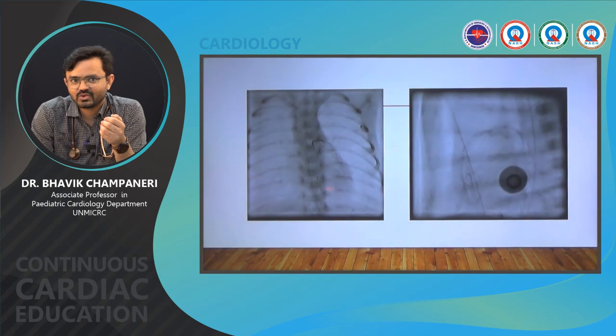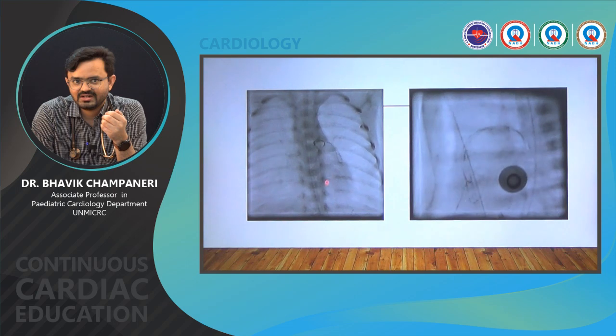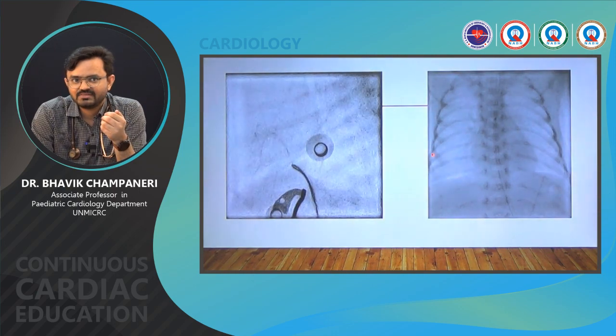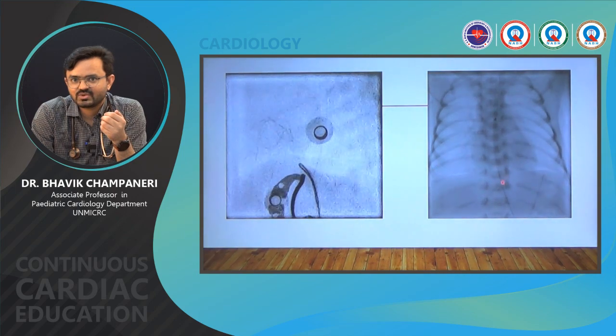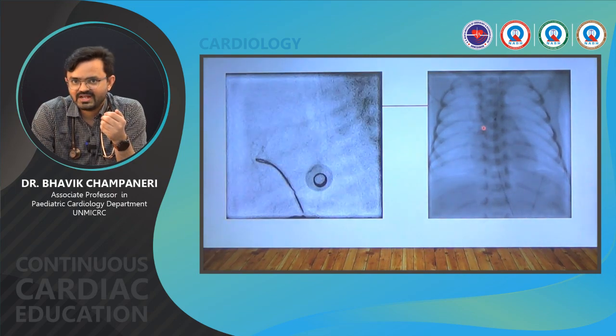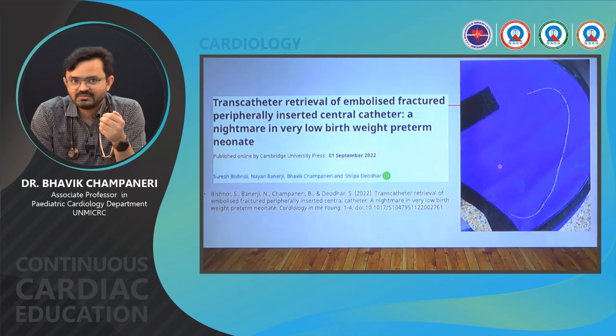So this is a fluoro image. You can see the PICC line migrated and fractured and embolized into heart and protruding into right ventricle and left pulmonary artery. This is a lateral projection. You can see the PICC line embolized into right ventricle and left pulmonary artery. So patient was taken to cath lab and the PICC line was taken out, and this is the final fluoro showing no residual fragment left behind in the heart. So this is a published case report by our center. This was a PICC line which was taken out of the very low birth weight child who was weighing 1.2 kilo.